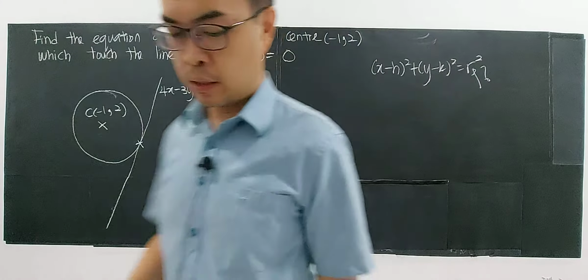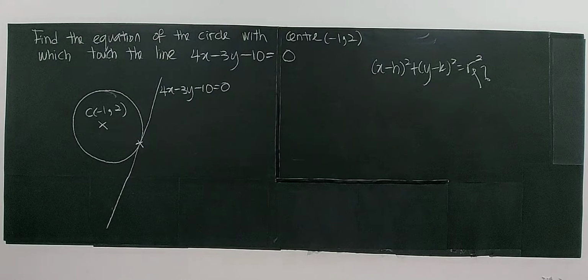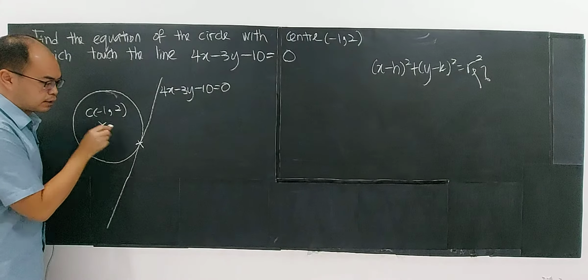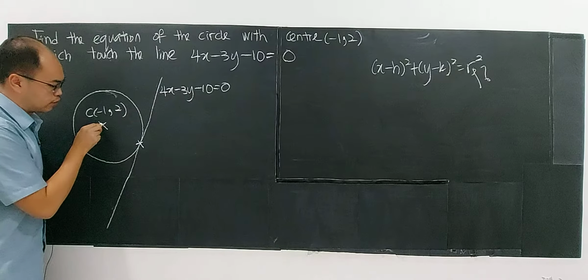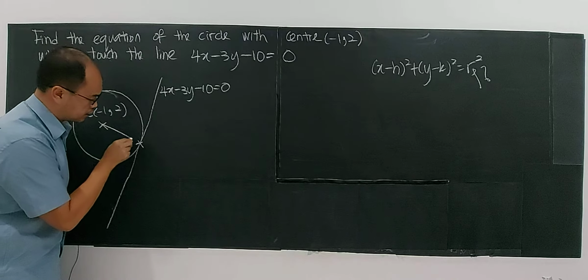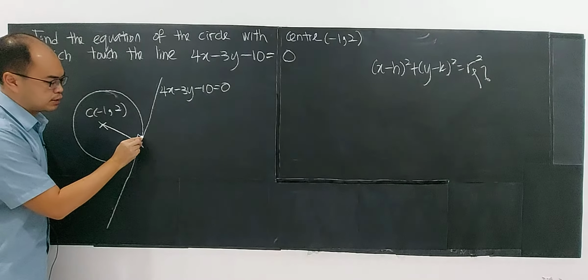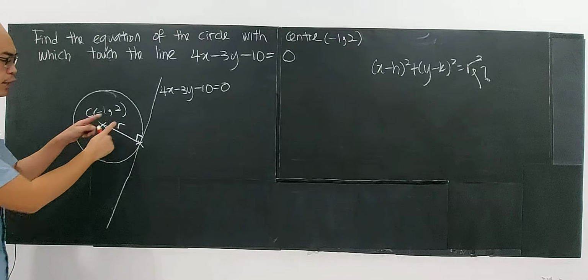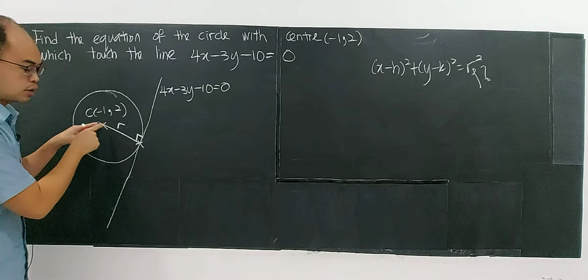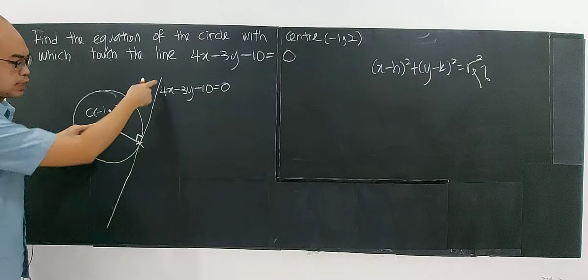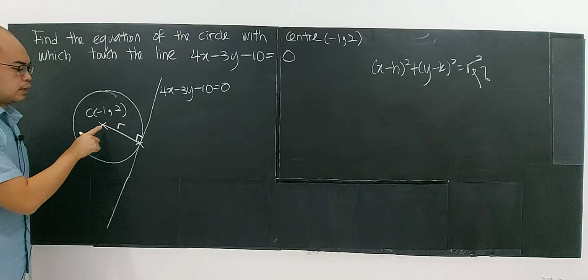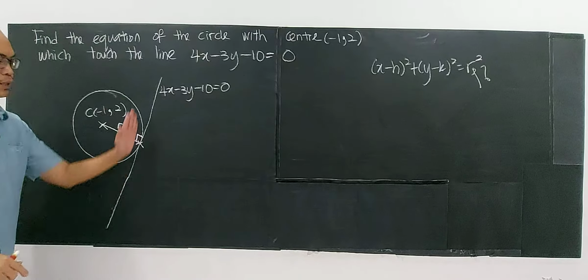But in the previous video, I taught you the formula for shortest distance. So if I can find the radius from the center, this is a tangent. If I join this center to the point of contact, definitely you will get the radius of the circle. And the radius is actually the shortest distance from this center to this line.